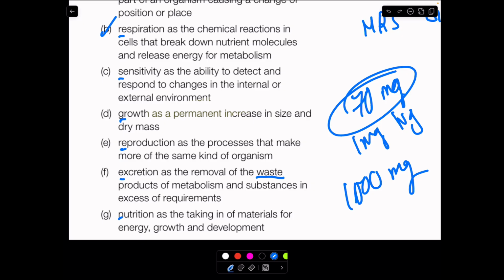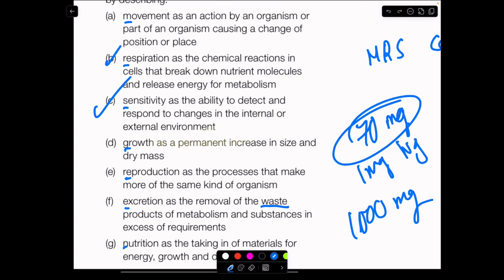So when we go back to the example of the lizard I gave where it loses its tail, the tail is neither a waste product of metabolism, like CO2, or a substance in excess of requirements. So when you lose it, it's because of sensitivity to them feeling a predator come, they lose it. It's a defense mechanism. Okay, guys?